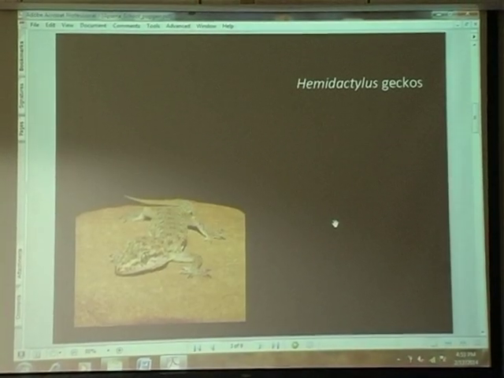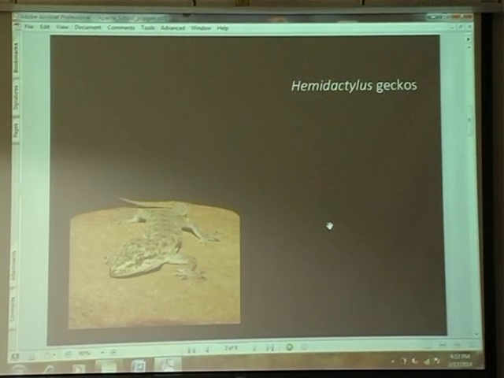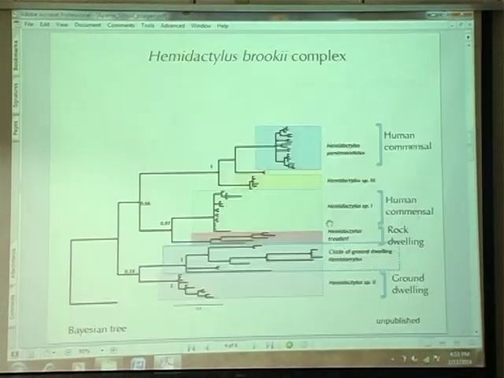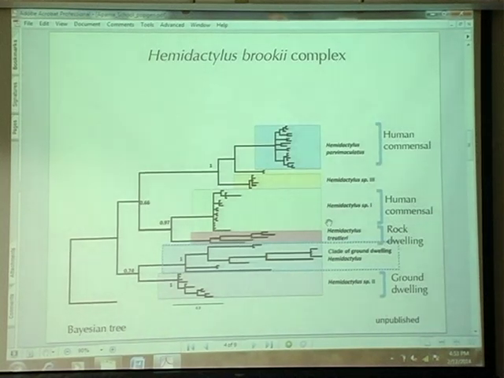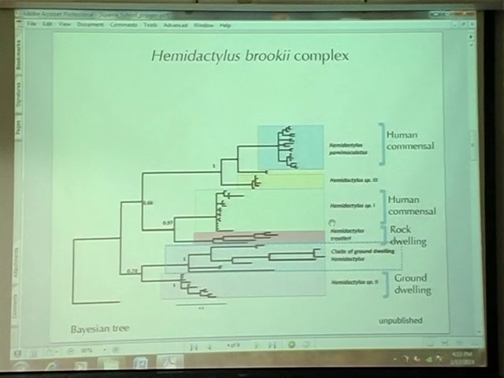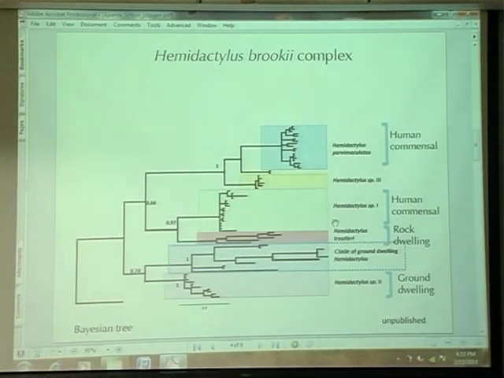This is a particular gecko called Hemidactylus brucei, and it was thought to be a single species, but some exploratory work that I did showed that everything except the blue box is what was known as Hemidactylus brucei, and within the blue box are actually morphologically divergent, different species. So each tip within the blue box is a different species. So you can look at how much variation there is within what was thought to be brucei.